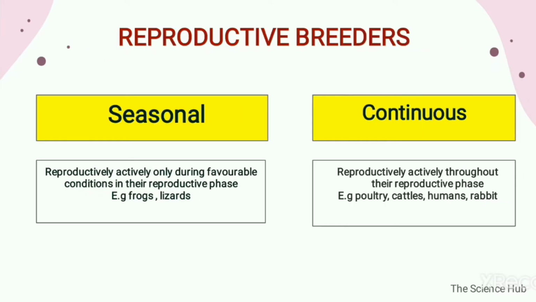Reproductive breeders. It involves two types, seasonal and continuous. As the name suggests, seasonal, they will be reproductively active only during favorable conditions in their reproductive phase. Example, frogs and lizards. Continuous breeders. Reproductively active throughout their reproductive phase. Example, poultry, cattle, humans and rabbits.